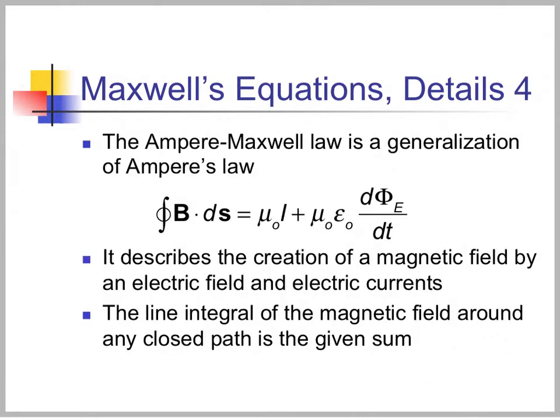And finally, the Ampere-Maxwell law, which is a generalization of Ampere's law. It describes the creation of magnetic fields by an electric field and electric currents. The line integral of the magnetic field around any closed path is the given sum.